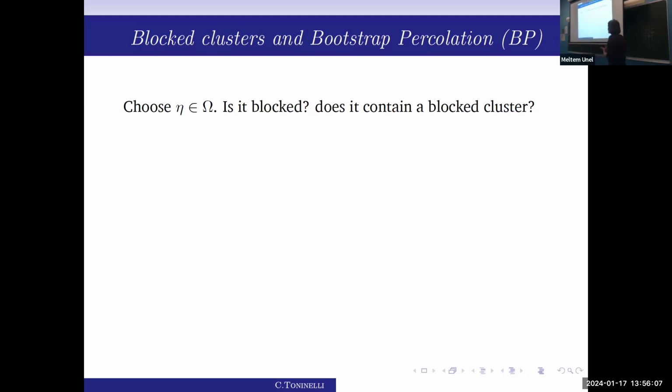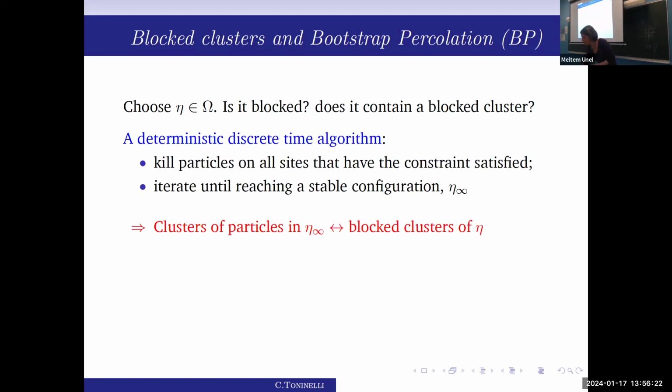Then the question is, does it contain a blocked cluster? So if I see a configuration with a double row, for example, for the two neighbor model, for the FA to F, I know that it's blocked, but there can be different types of structure. How can I identify them? And are they typically present or not? And the good news is that I don't have to run the stochastic dynamics and look for sites that remain frozen.